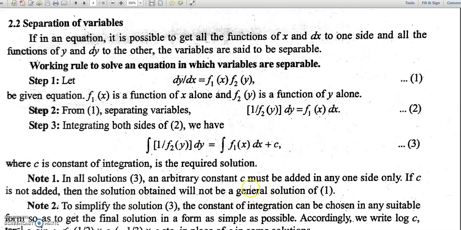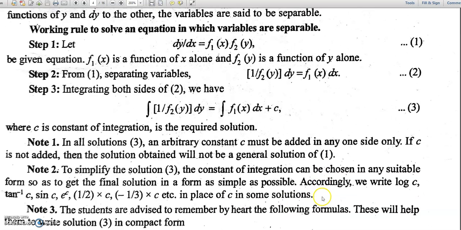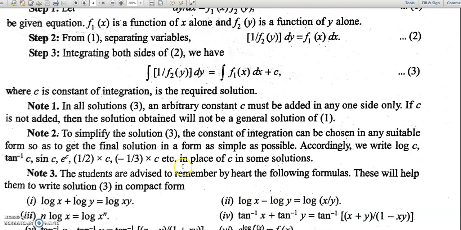So what do we mean by general solution? General solution means all the solutions. For different values of c we get different solutions, so that is why if we include c, it is called the general solution. To simplify the solution, the constant of integration can be chosen in any suitable form so as to get the final solution in a form as simple as possible.